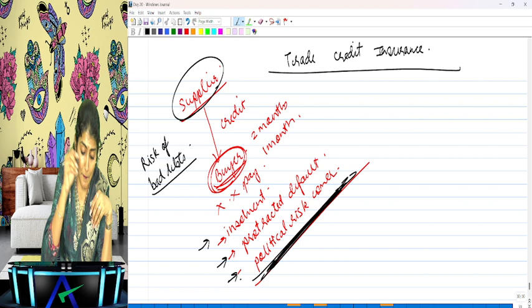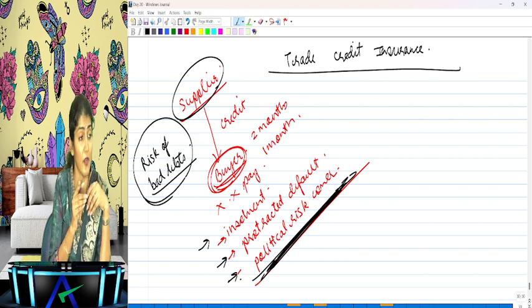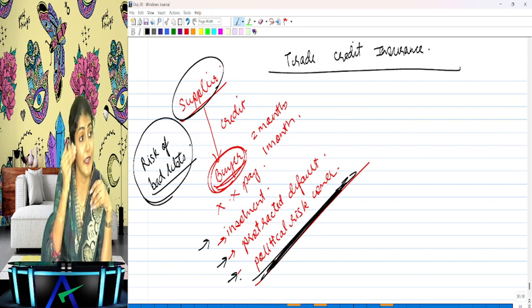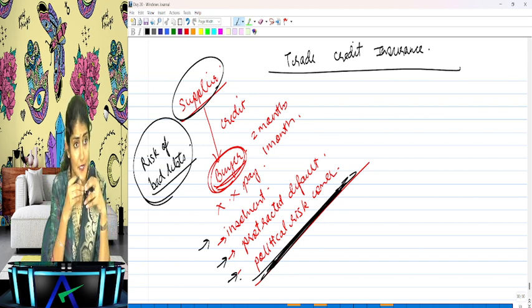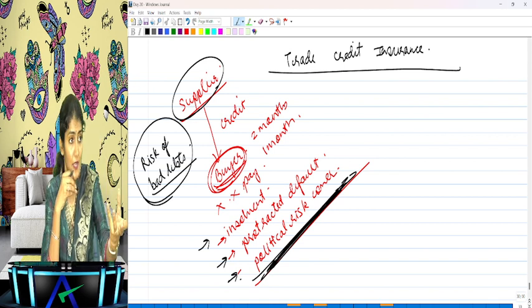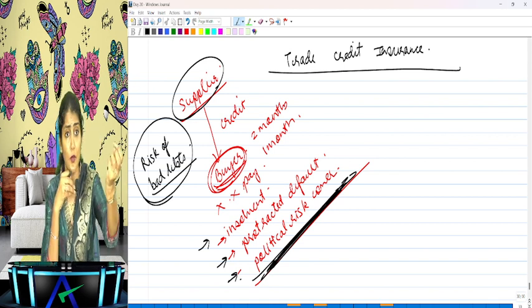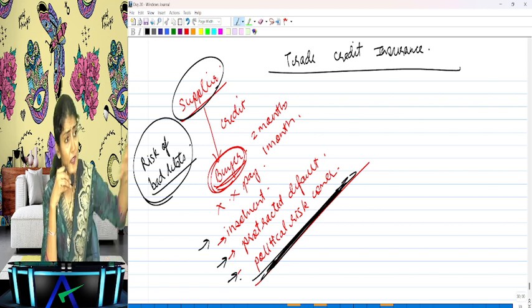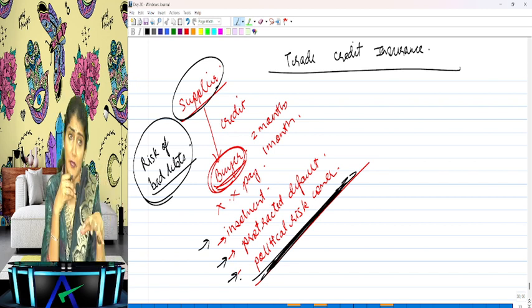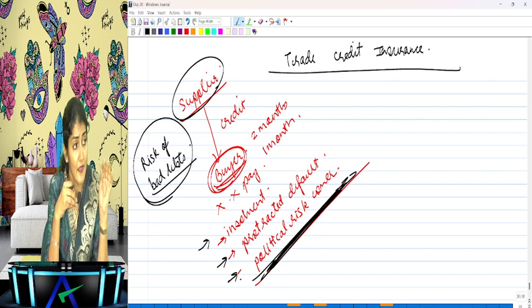So the supplier can take a trade credit insurance from the insurance company. Insurance of bad debts is trade credit insurance. Are you understanding? I am selling goods on credit. Maybe my customers don't pay me on the due date. If the customers don't pay, no problem. I have taken an insurance policy, and the insurance company will pay me. It is an insurance of the suppliers.